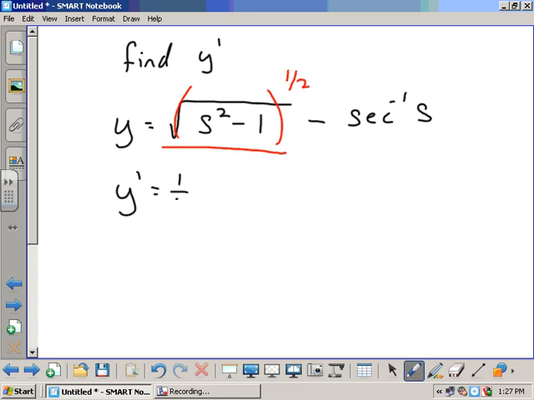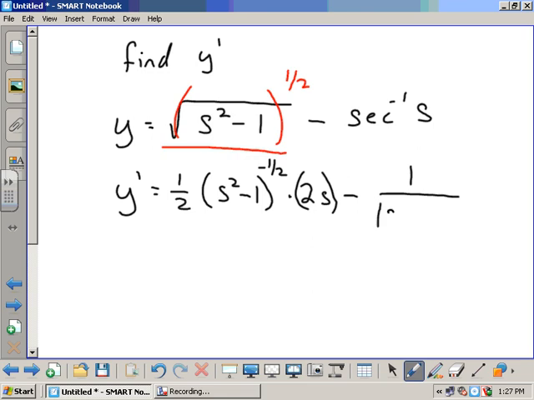So next we have 1/2 s squared minus 1. Subtract 1 from the exponent, so the new exponent becomes negative 1/2 times the derivative of the inside, so a little chain rule, times 2s. On to the second part, derivative of the inverse secant, 1 over absolute value of s, square root s squared minus 1.